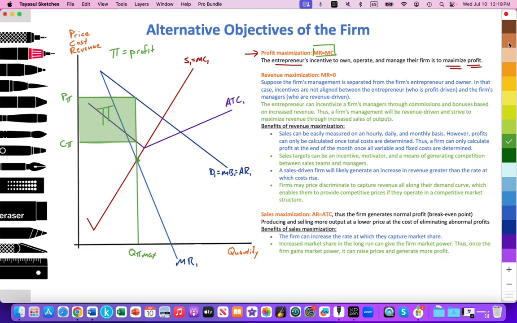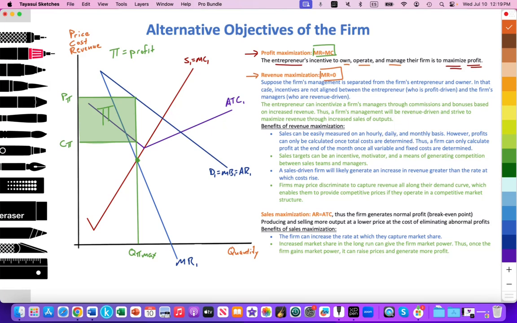Now let's move on to revenue maximization. There'll be another link to another video that explains in more detail about MR equals 0, and that's actually quite important for a few different reasons, which I'll explain in just a moment. So revenue maximization, just to go over this. Let's suppose that the firm's management is separated from the firm's entrepreneur, perhaps with a firm that's owned by an entrepreneur. Maybe they're also managing it, they're operating it, right? They're operating it, they own it, they're managing it, they're part of all that decision making, and so they are very profit driven.